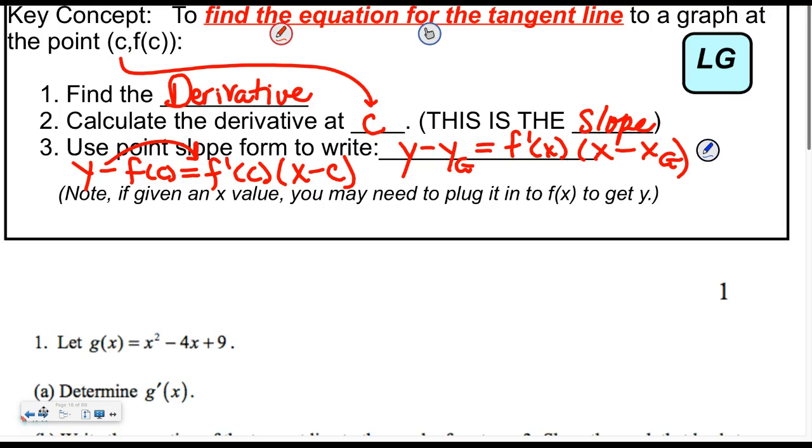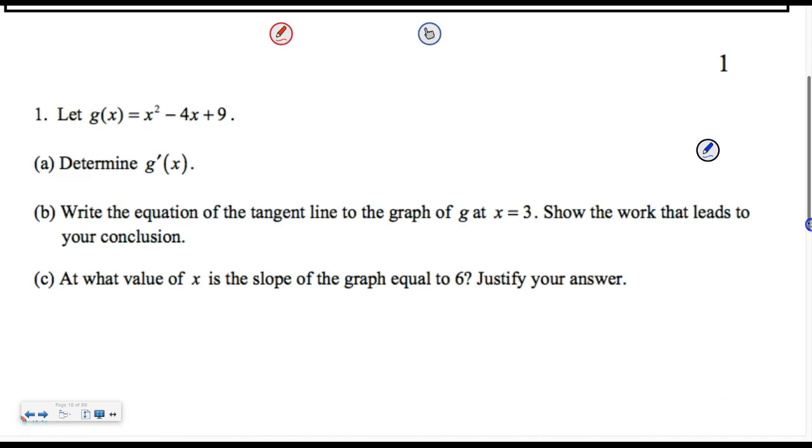So I want you to go do 1a on your own. Raise your hand when you have it, and 1b on your own. So raise your hand when you have these two. I gave you a new g. I want to know g prime of x, a function that gives me the slopes of the tangent line. And then I want an equation of the tangent line that goes through 3, comma, I don't know. How could I find it? And I want you to raise your hand when you're done or when you're stuck.